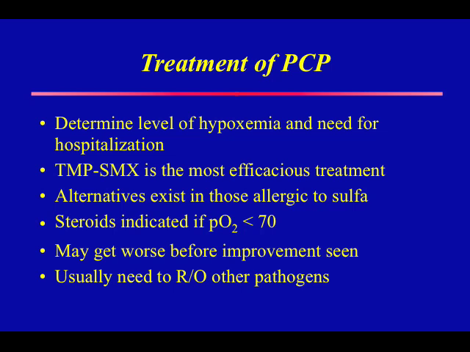Also, when do you use steroids with HIV/AIDS patients and PCP? When your AA gradient is? It's actually 35, or your PaO2? Less than 70, exactly. So the best way to determine it, if you're seeing the patients in an ER, make sure you get an ABG.